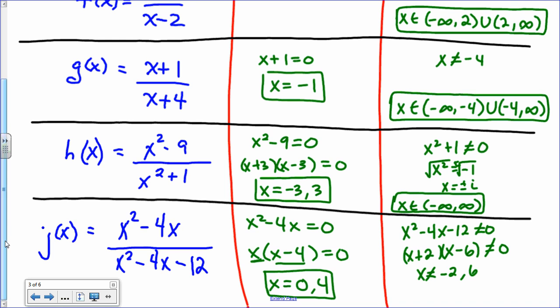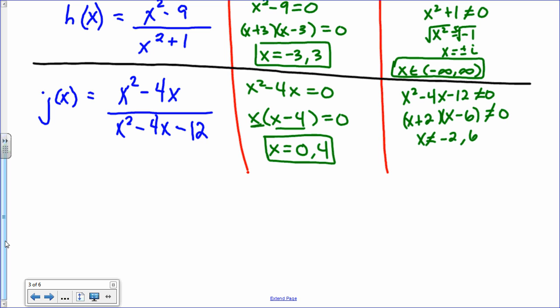All right, so writing that in interval notation. I have 2 holes now. So I'm good with everything from negative infinity up to negative 2. Then there's a hole. And then I can have everything from negative 2 to positive 6. And there's a hole at 6. And then 6 to positive infinity.